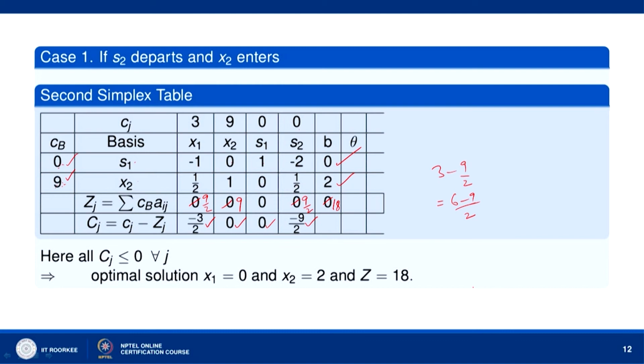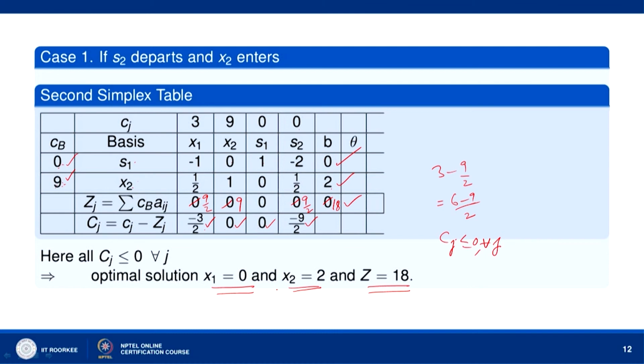Now, these Cj values are minus 3 by 2, 0, 0, minus 9 by 2. So, Cj is less than or equal to 0 for all j. So, the optimal solution is x1 equal to 0, x2 equal to 2, and z equal to 18. Here, the maximum value of z is 18, x1 is 0, x2 is 2.